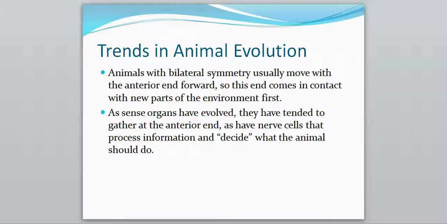Animals with bilateral symmetry usually move with the anterior end forward, so this end will come into contact with new parts of the environment first. And that makes sense. We don't see any animals really walking backwards. The head is usually always leading the way in complex animals. And as sense organs have evolved, they have tended to gather at the anterior end, as have nerve cells that produce information and decide what the animal should do. So over time, evolution has moved all of the sense organs, all the cephalization, all the brains, if you will, toward the front end of the animal, the anterior end.